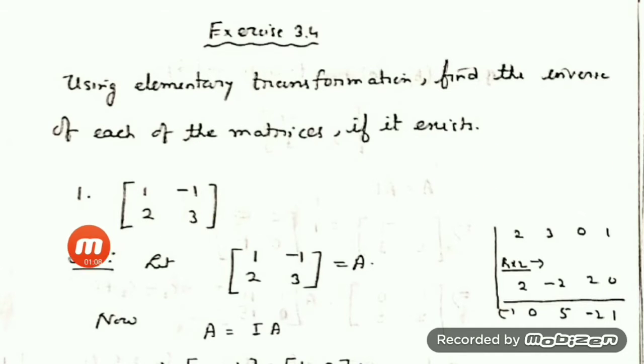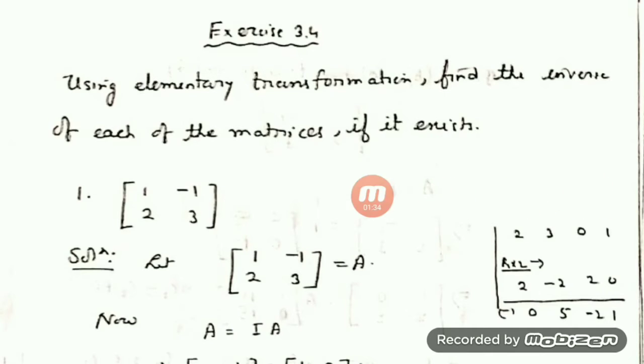Here the first question is number 1, exercise 3.4. Using elementary transformation, find the inverse of each of the following matrices if it exists. Number 1 is the matrix with first row 1, minus 1 and second row 2, 3. I'll do the solution by using both row transformation and column transformation.